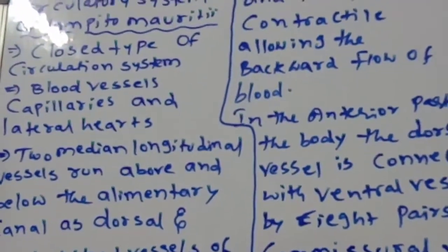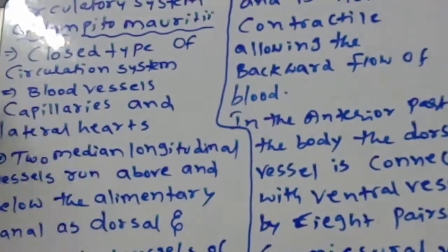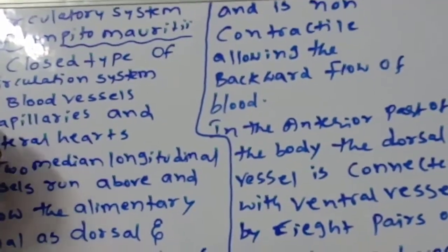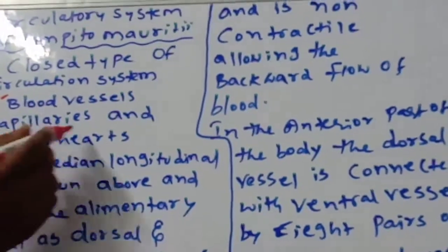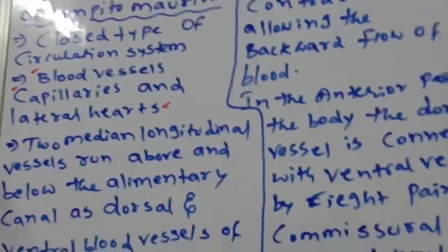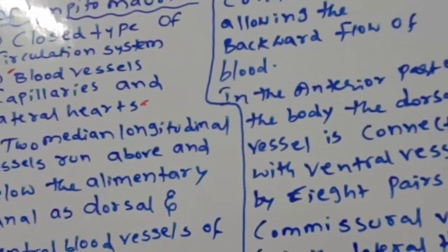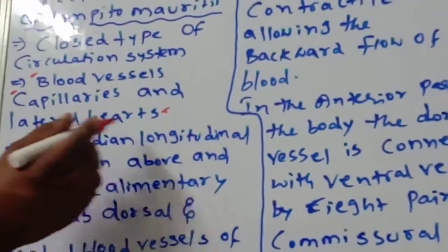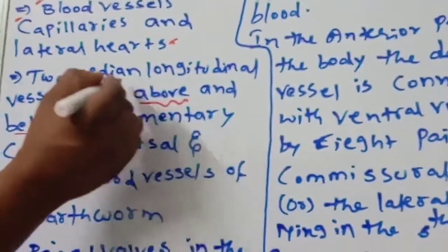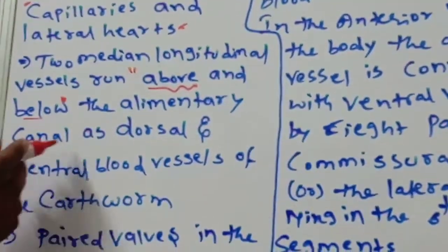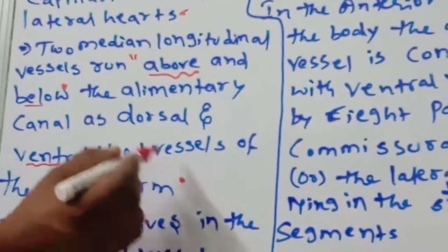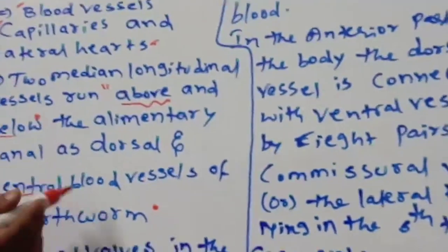Clear? What kind of circulation system is it? It is a closed type of circulation system. Now, the blood vessels, capillaries, and lateral hearts. Lateral connections are there, and that will be called lateral hearts. The two median longitudinal vessels run above and below the elementary canal, as the dorsal and ventral blood vessels of the earthworm. So the above one is dorsal, and the below one is the ventral blood vessel of the earthworm.